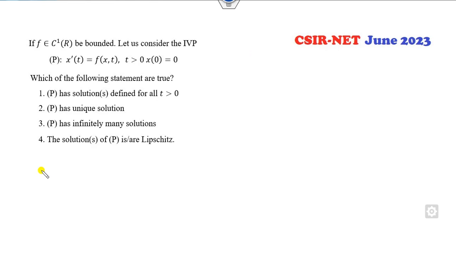Okay, look at this another one. What is given to you? F. What is the meaning of the C1? It's a continuously differentiable function. Fine. So that means, what does it mean? F satisfied my Lipschitz condition. If f is a continuous differentiable function, f is bounded as well. Then x dash is my, this is given to you.